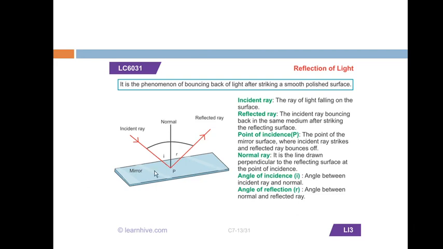Okay, at the point of incidence. The angle of incidence is the angle between the incident ray and the normal. The angle of reflection is the angle between the normal and the reflected ray. This is really important to know.